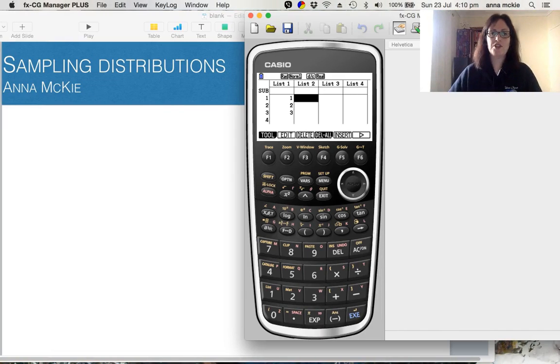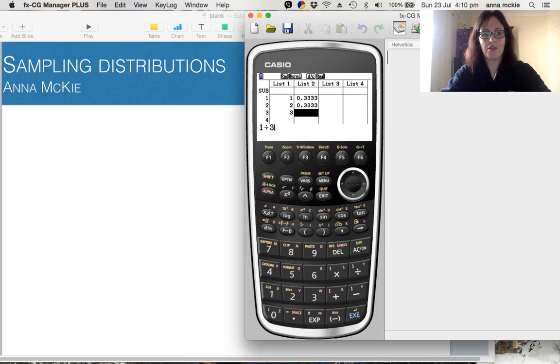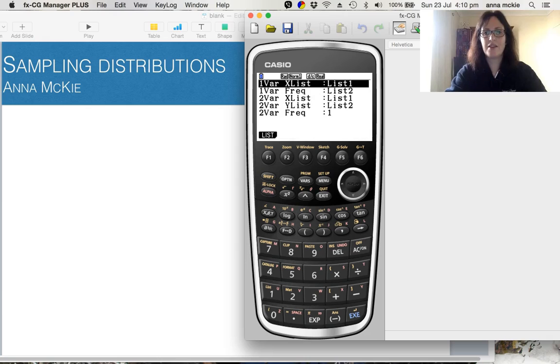So we had 1, 2 and 3, and the probability of each of them happening was 1 on 3. Again, a reminder that you need to set this, so hang on, calculate set, list 1 and 2 are showing there, and then calculate this. Our mean is 2 and our standard deviation is 0.816.